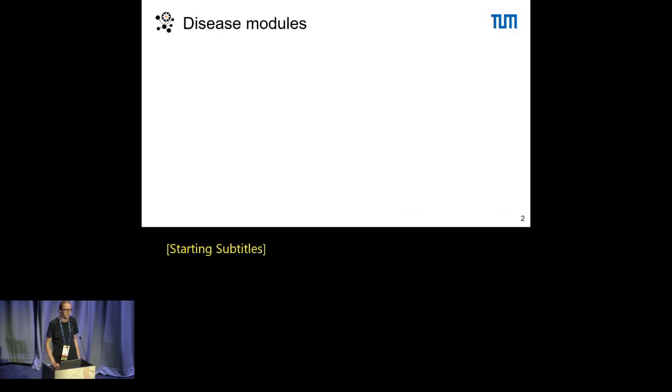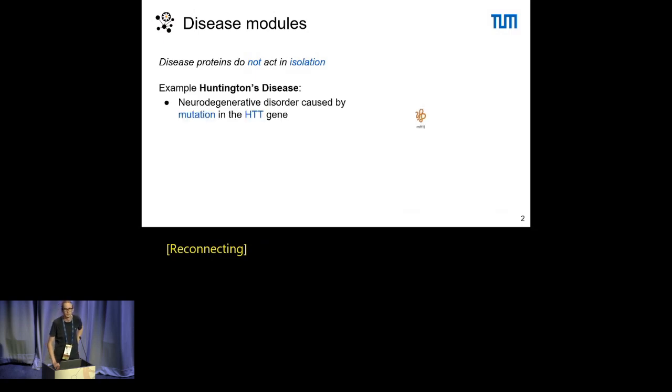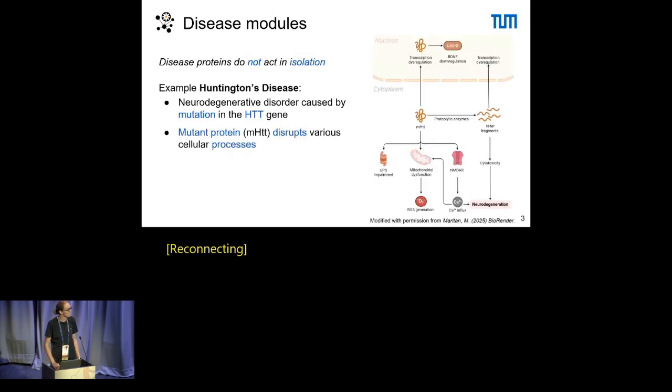And this is necessary because most disease-associated or causing proteins do not act in isolation. Huntington's disease, for example, is a neurodegenerative disorder caused by a mutation in a single gene called huntingtin. This results then in a mutant protein. This sounds simple enough, but this mutant protein actually interferes with a range of cellular processes, including transcription, proteolysis, or mitochondrial function. And this overview on the right still only shows a fraction of the processes which are currently known or assumed to be involved in the disease.